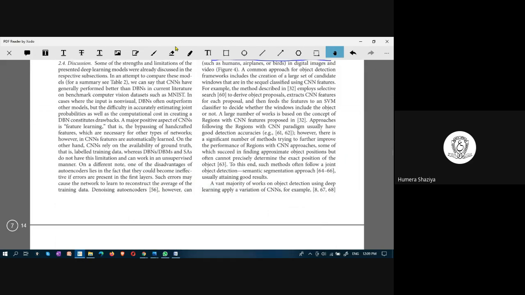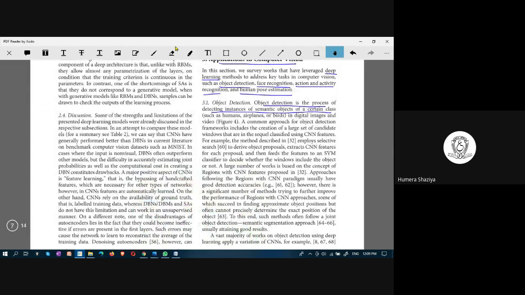And the job of a deep learning model is to detect an object that belongs to a certain class, like humans or airplanes or birds, and detection of objects in videos as well, not only images, in videos as well.